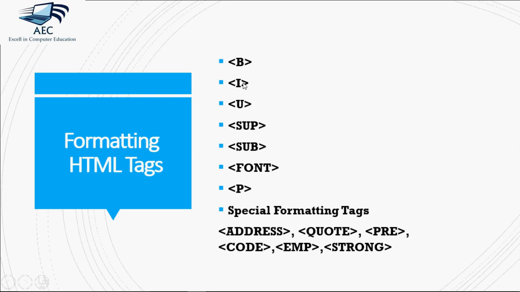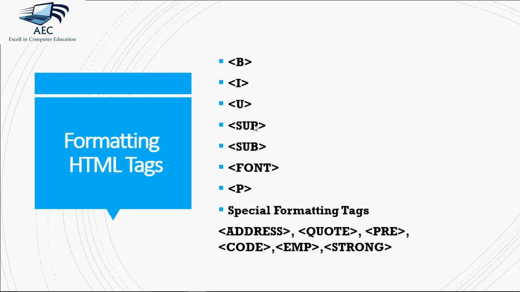All of these tags are container tags, so you need to close them where you want them to stop working. Then we have I, that is for italic. Whatever we write in I and the closing I tag, that comes a bit slant, and bold will come in a thick dark form. Then U is for underline. It shows a line below the text.